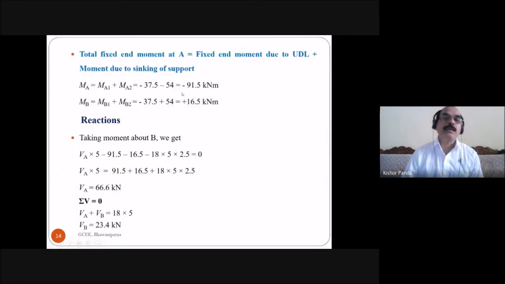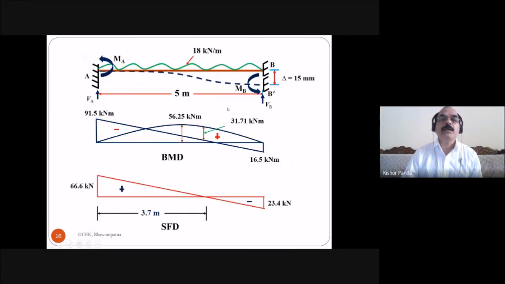After getting MA and MB, you have to find out the reactions. Then you have to find the shear force at different positions. Then you can draw the shear force diagram and also the bending moment diagram. So first find the reaction. Reaction at support A, take VA, and reaction at support B, take VB.